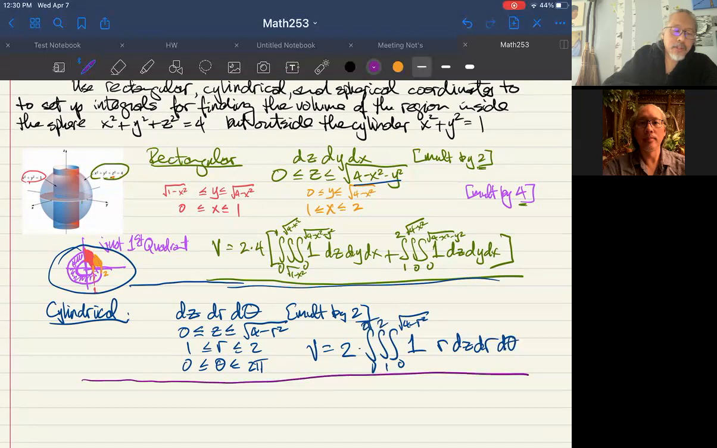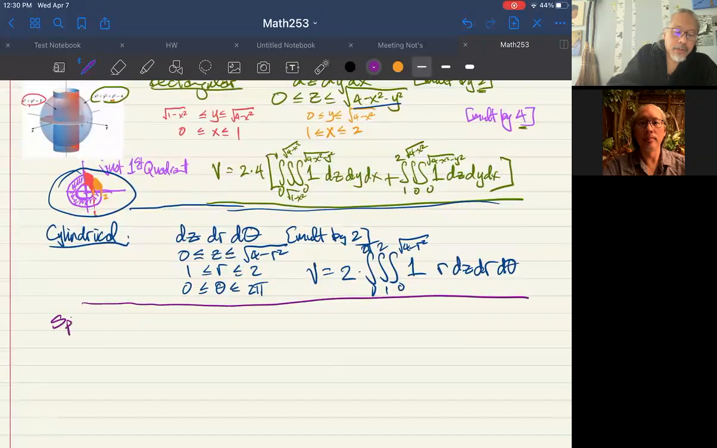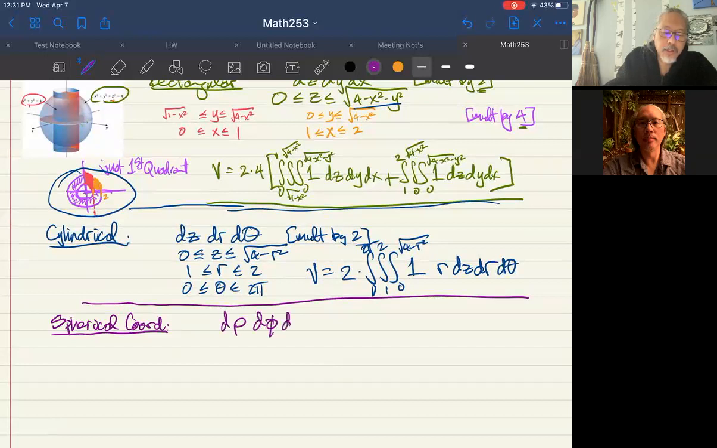All right, now the last one is to try to express this in spherical coordinates. Although there's a sphere involved, that cylinder in the middle makes it a little bit more difficult to deal with. So again, out of these 3 setups, the cylindrical coordinates will be the best. So how are we going to do this in spherical coordinates? We need to express things with respect to rho, phi, and theta. So we have rho, d phi, d theta. And let's see how we're going to set this up.